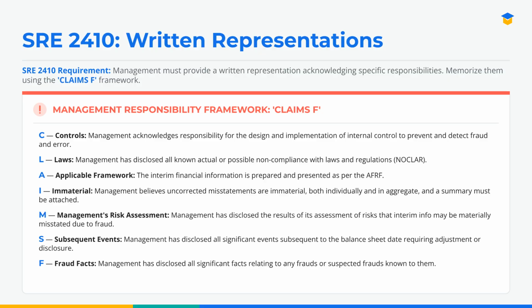I is for immaterial, meaning management believes uncorrected misstatements are immaterial individually and in aggregate, and a summary must be attached. M is management's risk assessment, disclosing their assessment of risks regarding material misstatement due to fraud. S is subsequent events, disclosing all significant events after the balance sheet date requiring adjustment or disclosure. Finally, F is fraud facts, disclosing all significant facts relating to any known or suspected frauds.